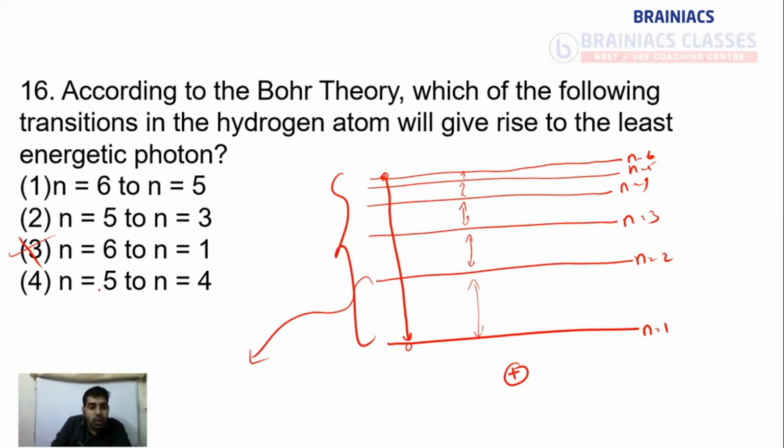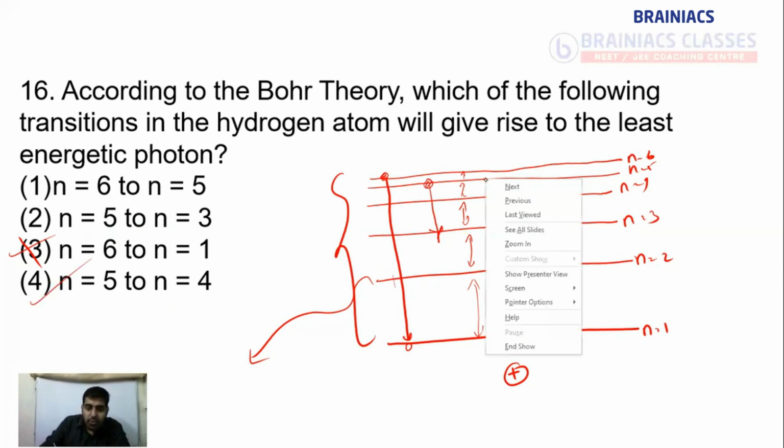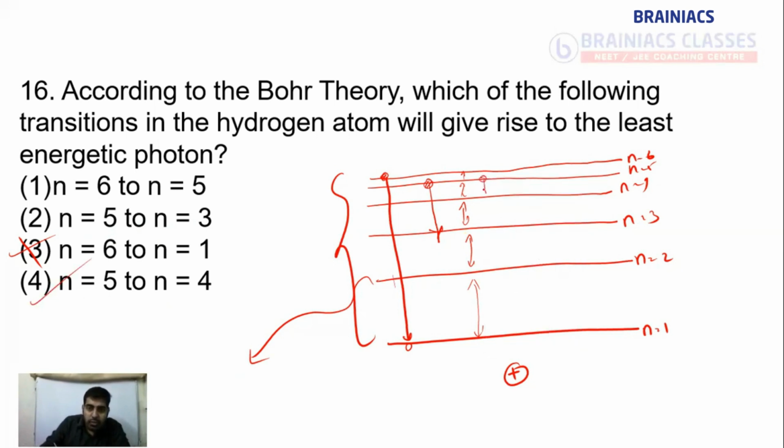Now 5 to 3. The electron is jumping from 5 to 3. Compared to the previous transition, energy is less for this transition. Okay, now next one, 5 to 4. Now compared to the previous transition, energy is lesser for this transition. Energy liberated will be lesser because the energy difference between the two orbitals is very less. So energy liberated will be less.